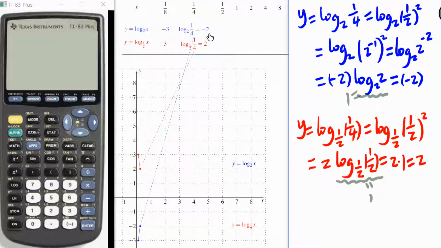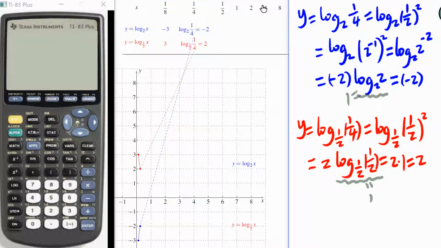The other is negative 2. So when x equals 1/4 is roughly here. For the blue function, we have a negative 2. For the red function, we have a positive 2. So we got 2 different points. You may also use the calculator to do it.